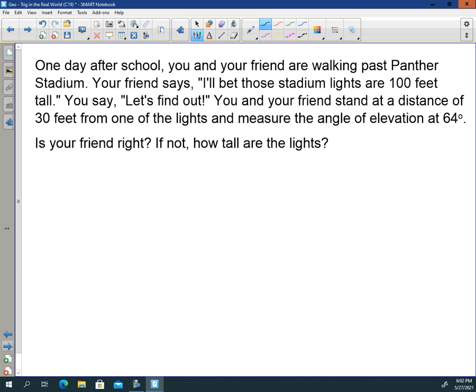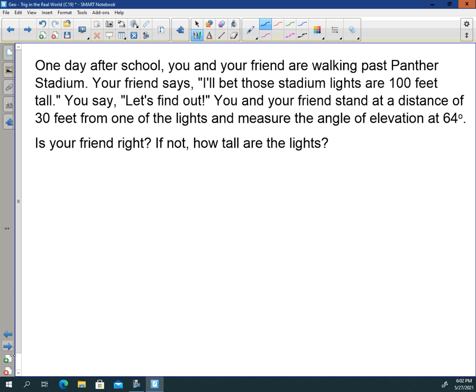All right, one more. One day after school, you and your friend are walking past Panther Stadium. Your friend says, "I'll bet those stadium lights are 100 feet tall." You say, "Let's find out." You and your friend stand at a distance of 30 feet from one of the lights and measure the angle of elevation at 64 degrees. Is your friend right? If not, how tall are the lights?